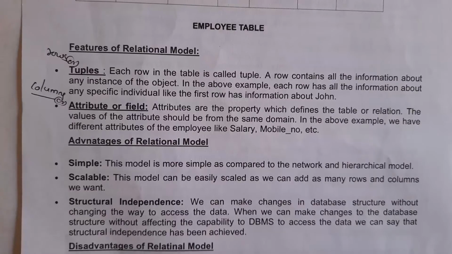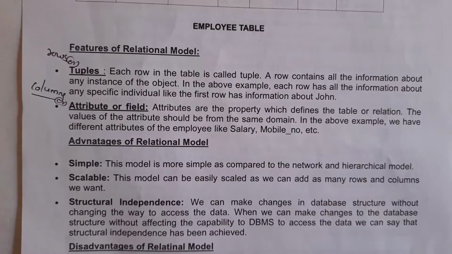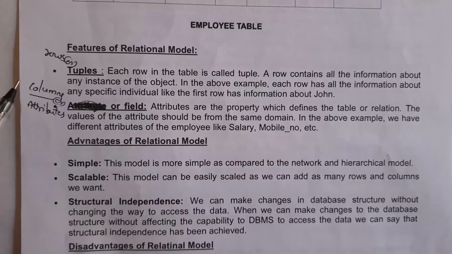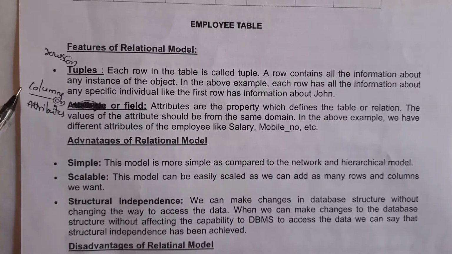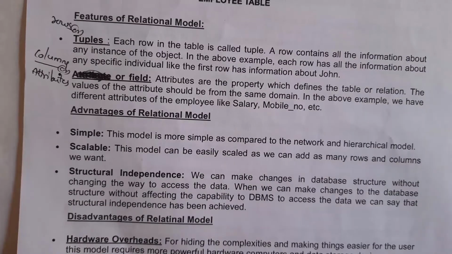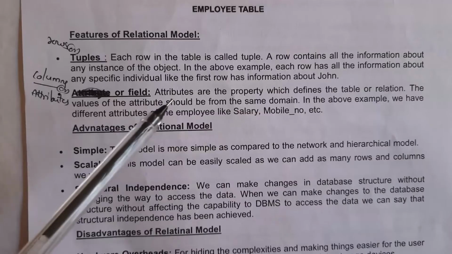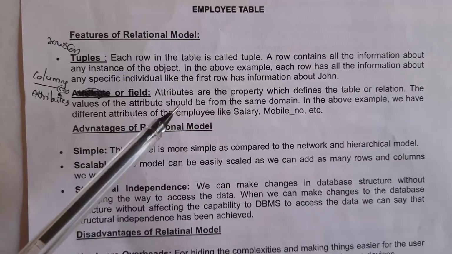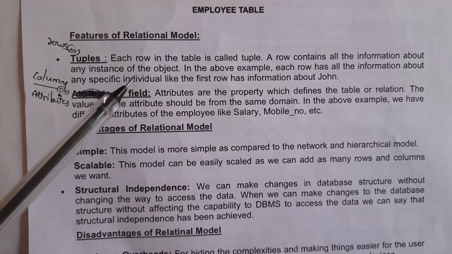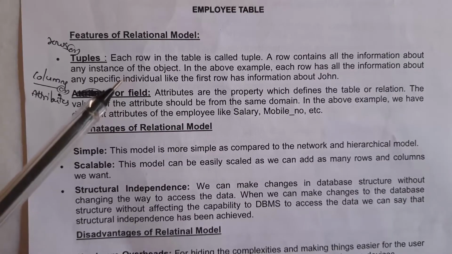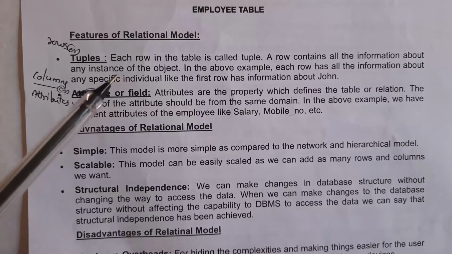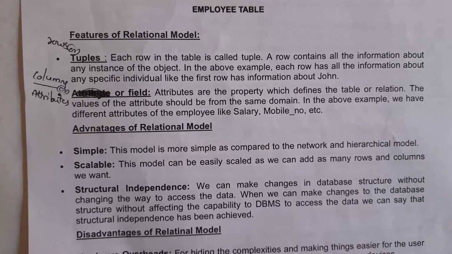Guys, there are 2 features of the relational model: rows and columns. We also call columns attributes or fields. Rows contain individual information like name Sai, roll number 39, section A. And these attributes are nothing but properties. For example, a student table contains properties like student name, student roll number, student section, student age and so on. Attributes contain properties.